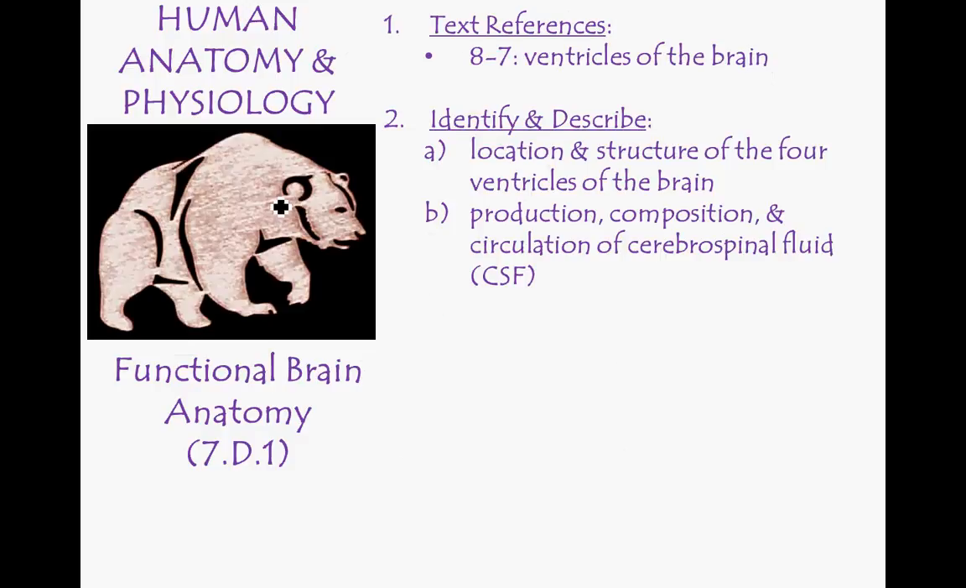Okay. So hopefully here you're able to describe and identify the location and structure of the four ventricles, as well as the little connections between them, the interventricular foramen, as well as the cerebral aqueduct and the central canal of the spinal cord, and then be able to discuss a little bit about the production, composition, and circulation of that cerebrospinal fluid. Okay, thanks for listening.